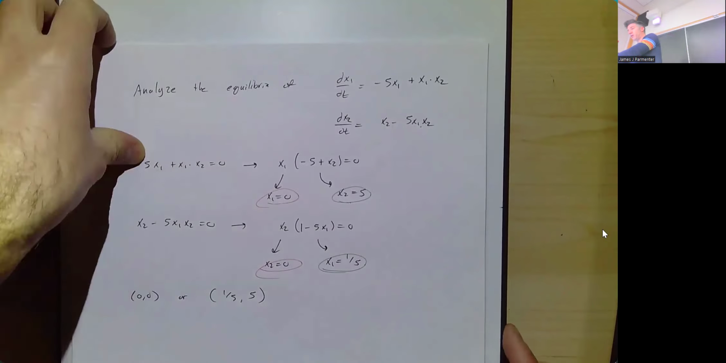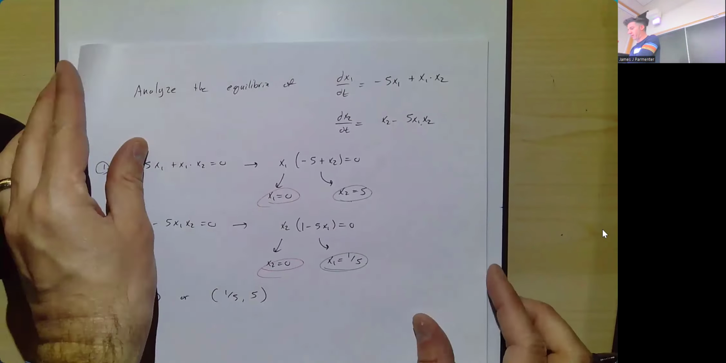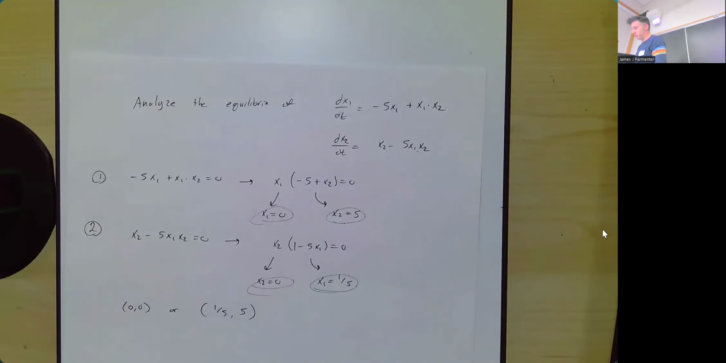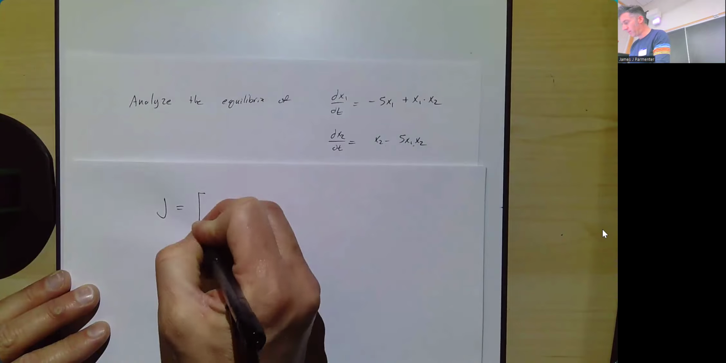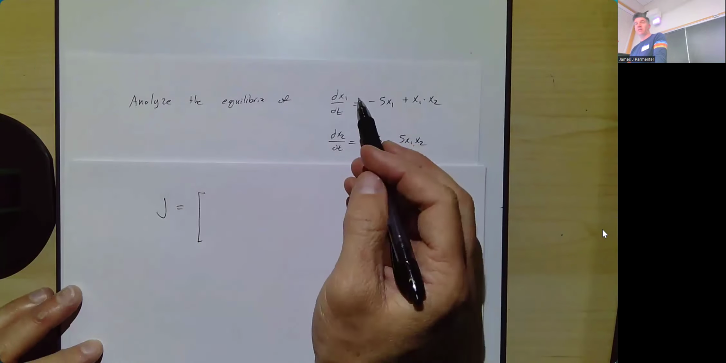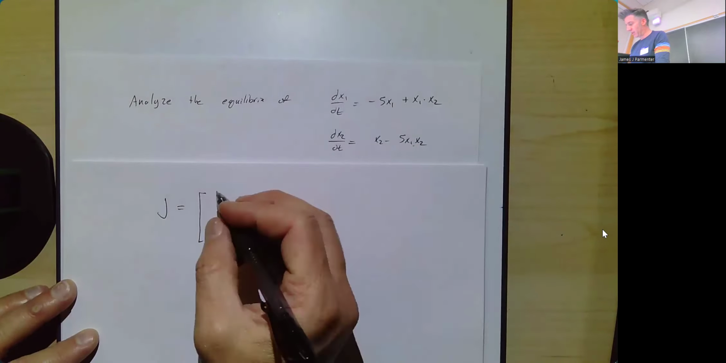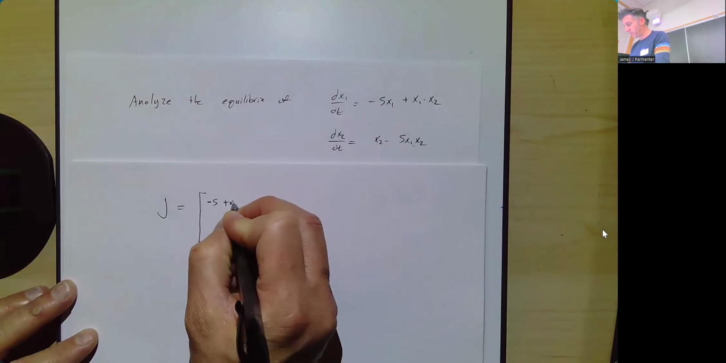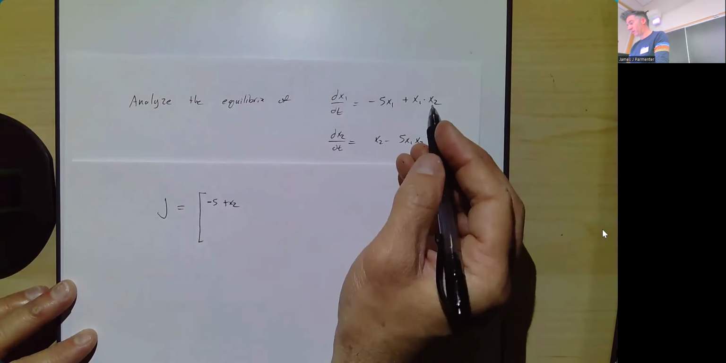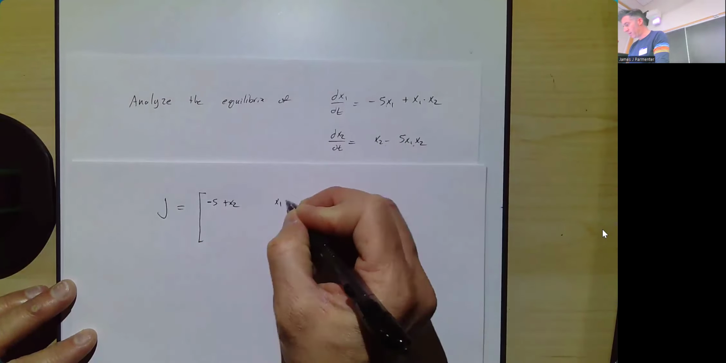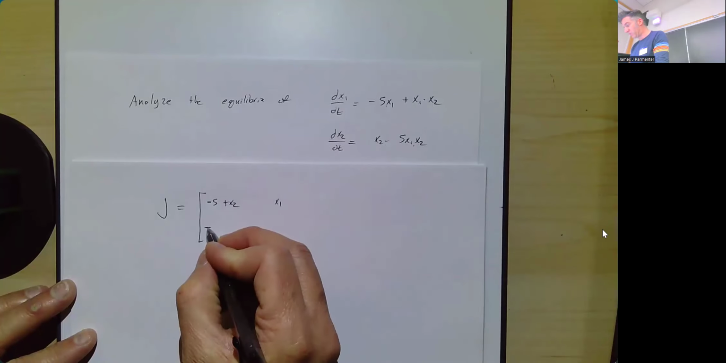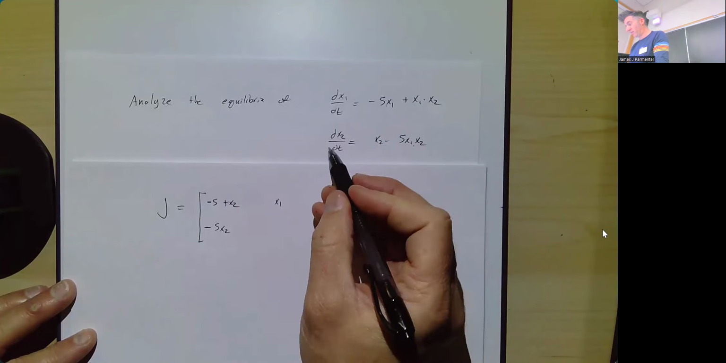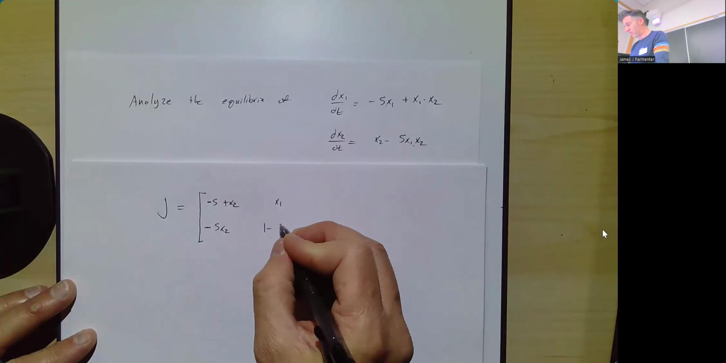The Jacobian's not too terrible here. I think we can cram it in. I know we've got like a minute left, but we'll do it anyway. So the Jacobian, real quick: for the first equation, the derivative with respect to x1, I'm going to get negative 5 plus x2. Derivative with respect to x2, I'm going to get 0 plus x1. Second equation, derivative with respect to x1, I'm going to get negative 5x2. Derivative with respect to x2, I'm going to get 1 minus 5x1.